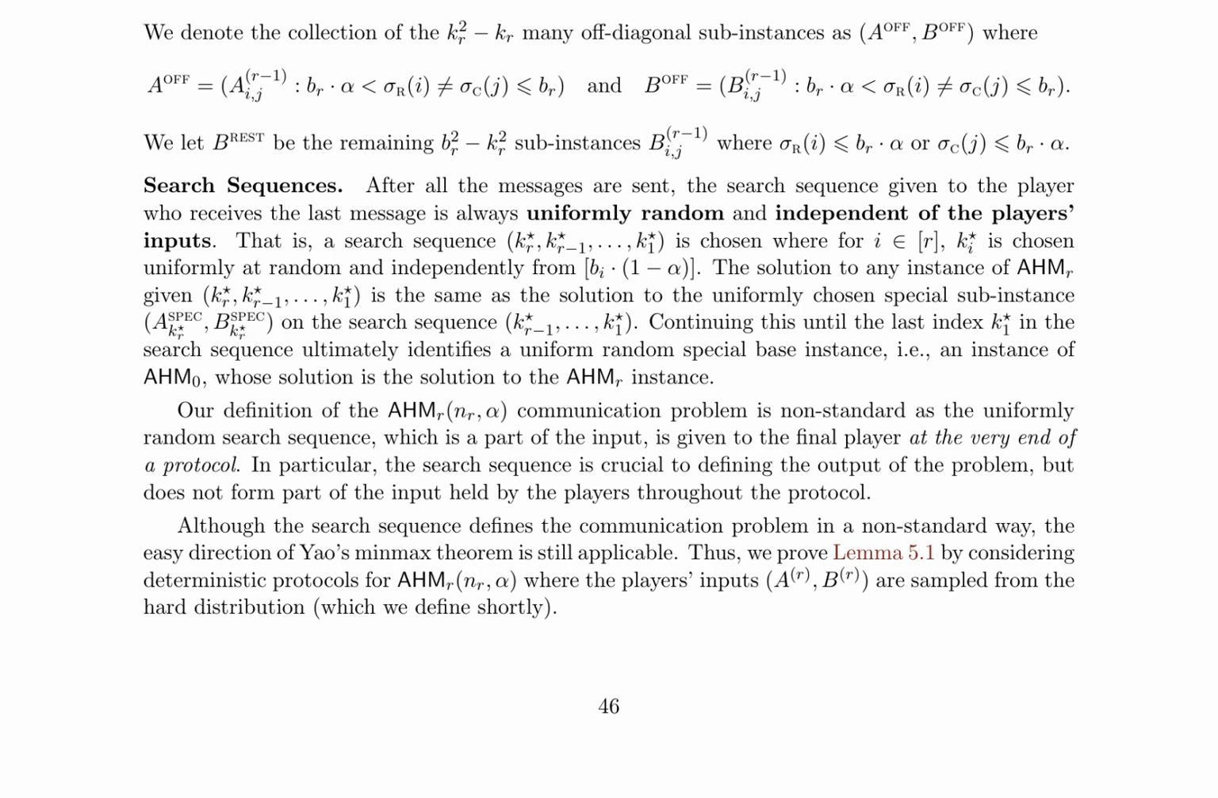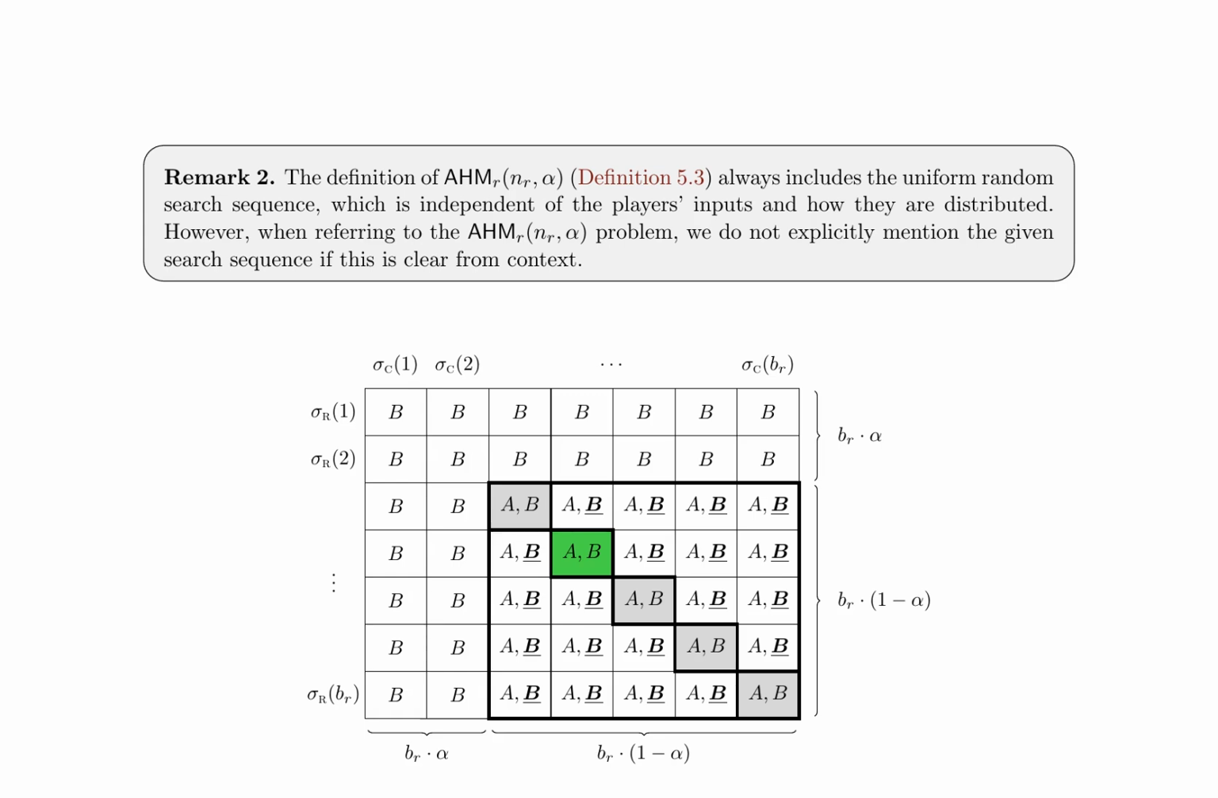The asymmetric hidden matrix, AHM, problem, denoted as AHM$(r, n_r, \alpha)$, is defined with specific parameters that remain fixed throughout the discussion. The problem includes a uniform random search sequence independent of the players' inputs. An instance of AHM$(r, n_r, \alpha)$ is illustrated in Figure 9, with $b_r = 7$, $k^*_r = 2$, and $\alpha = 2/7$.